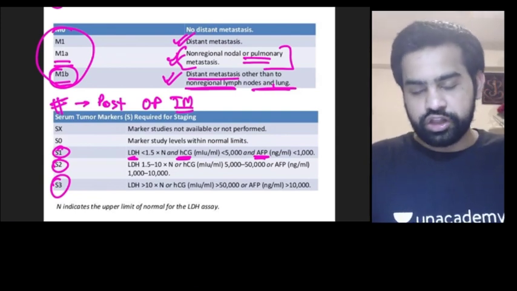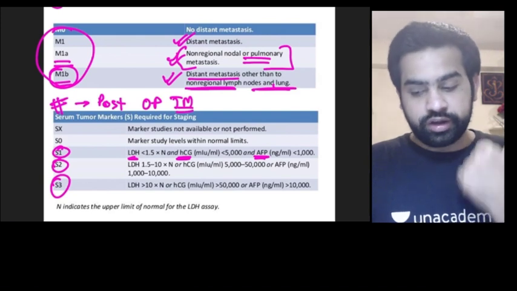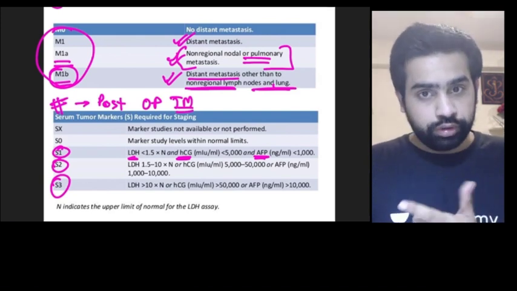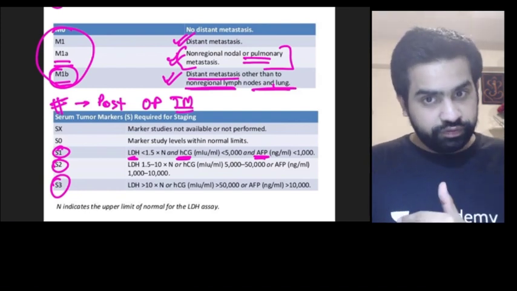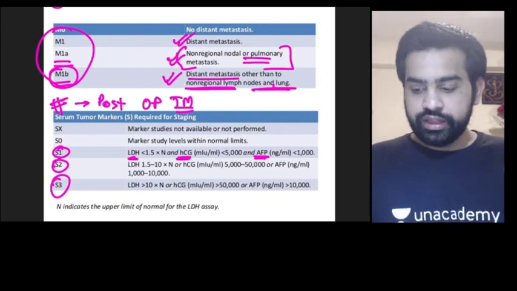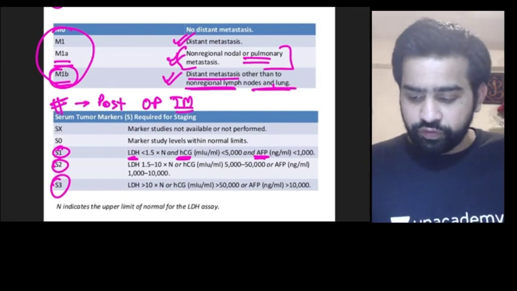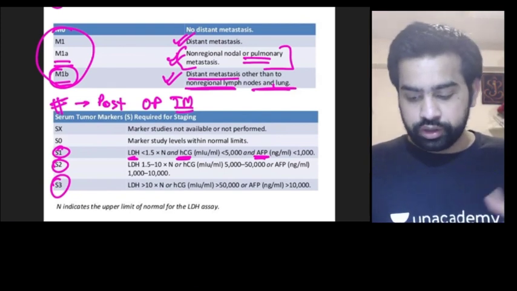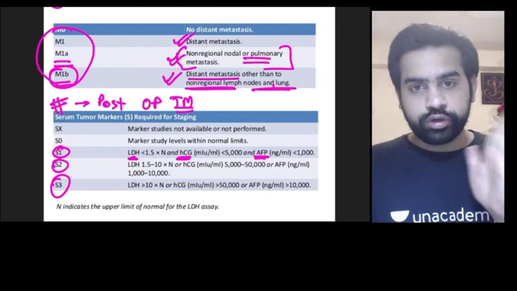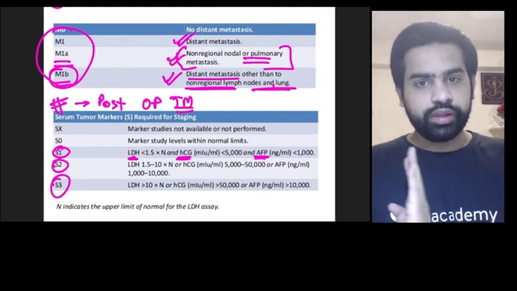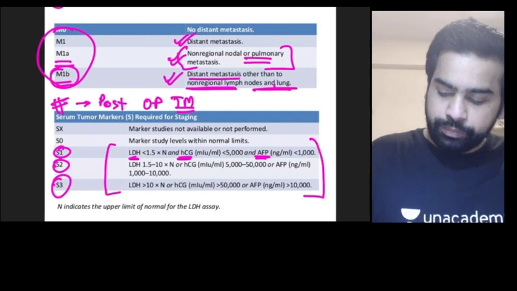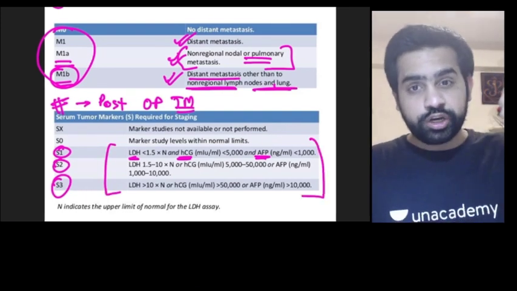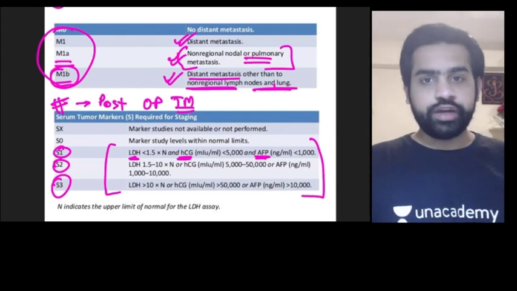Then what about the beta HCG? If it is less than 5,000, it is considered S1. If it is 5,000 to 50,000, it is considered as S2. And if it is more than 50,000, it is considered as S3. Then what about the alpha fetoprotein? If it is less than 1000, it is considered S1. 1000 to 10,000 S2, more than 10,000 S3. So this is something which you need to remember. Just go through this particular part and remember it. This is how you basically use the tumor markers for the staging of a testicular tumor.